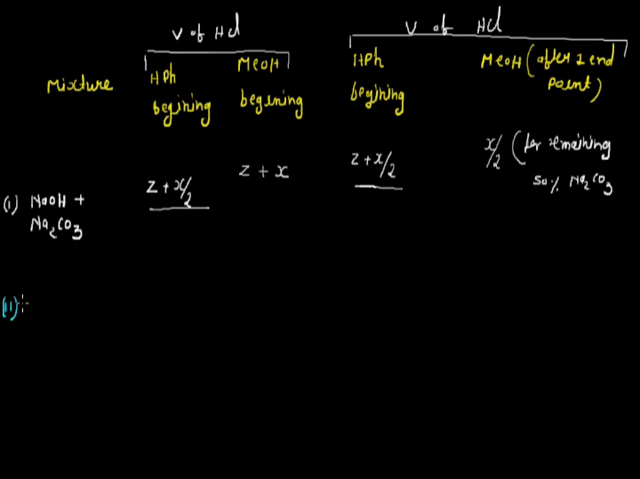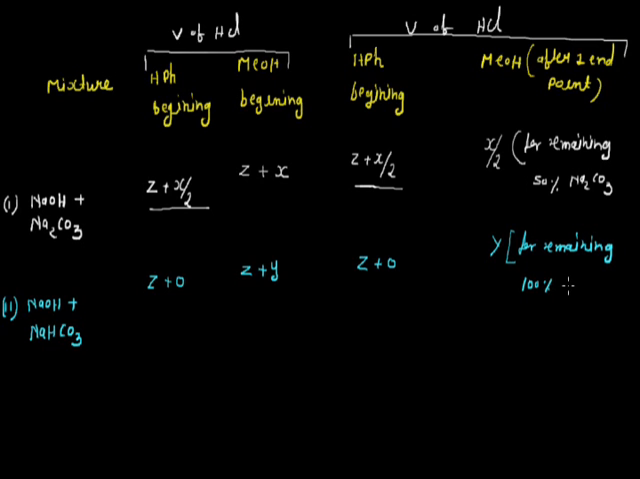Now, in the second case, sodium hydroxide with sodium bicarbonate. NaOH is completely neutralized with phenolphthalein, that is Z, and sodium bicarbonate does not react with phenolphthalein, so its volume is 0. But in the case of methyl orange, it is Z for the NaOH and sodium bicarbonate is also neutralized, so Z plus the volume used for the remaining 100% sodium bicarbonate.